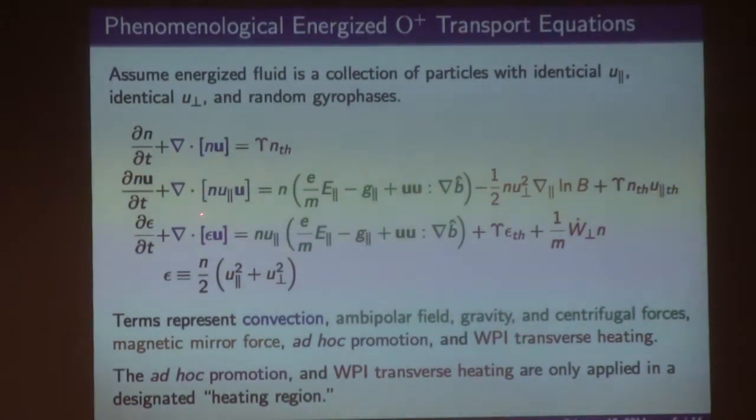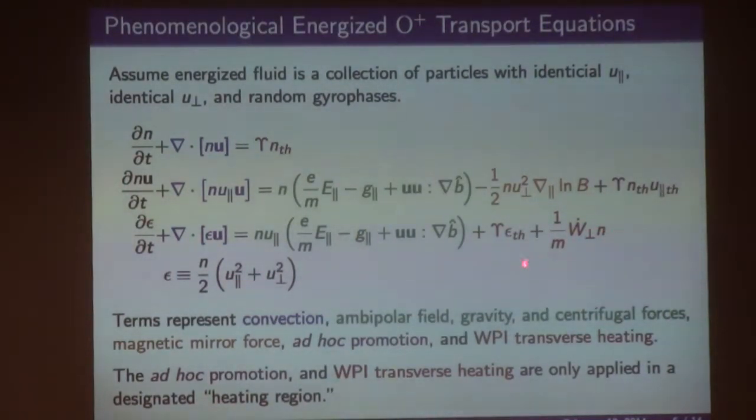They retain convection, so they are dragged along by the E cross B drift. They interact with a self-consistent electric field, and I include the density and the number flux of these particles in my quasi-neutrality and current continuity conditions, such that my self-consistent and ambipolar electric field responds to the motion of these particles. They're affected by gravity and centrifugal force. This orange term in here is the mirror force lifting term. And then I've added some ad hoc source terms to this.